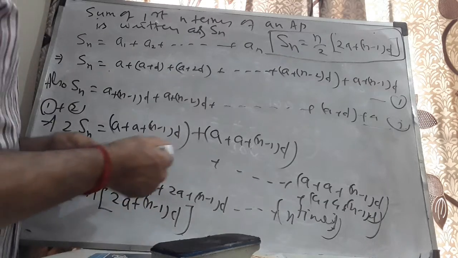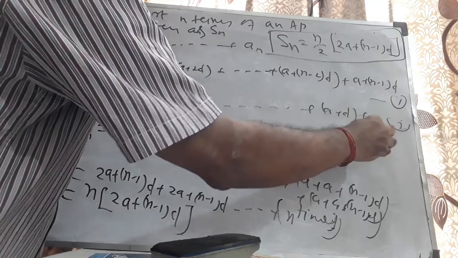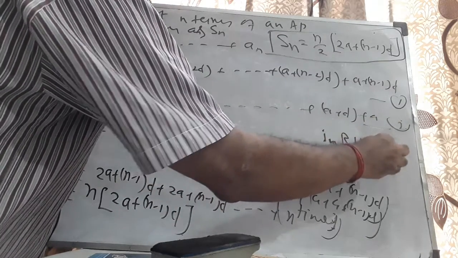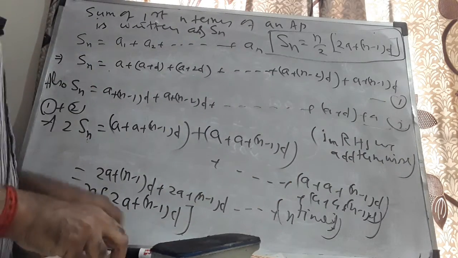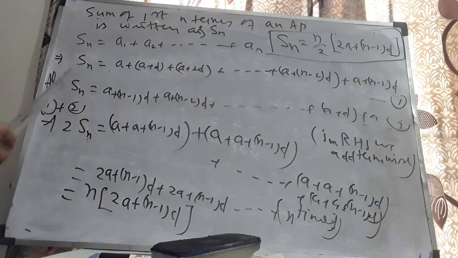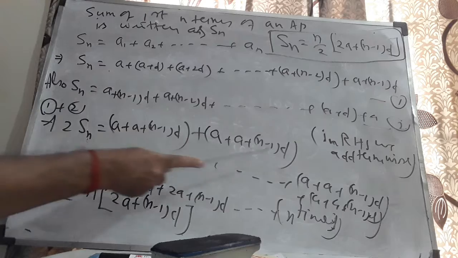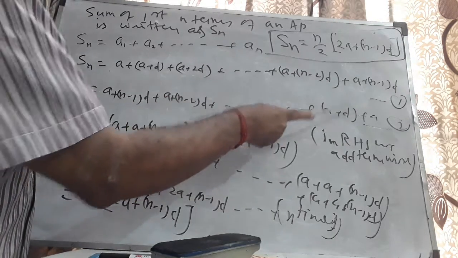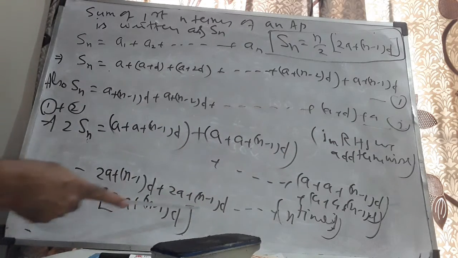Now, here in the RHS, for the next step, we add term wise. Therefore, Sn plus Sn is 2Sn. A plus (n minus 1) into D, A plus (n minus 1) into D, etc., A plus (n minus 1) into D. Therefore 2A plus (n minus 1) into D, 2A plus (n minus 1) into D.